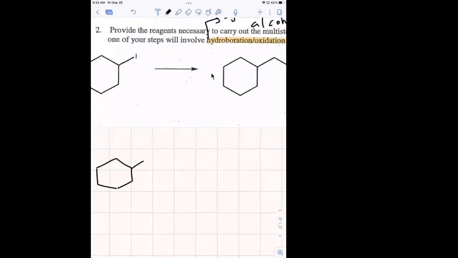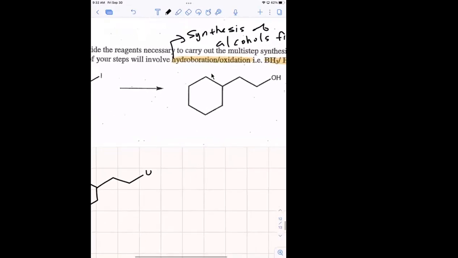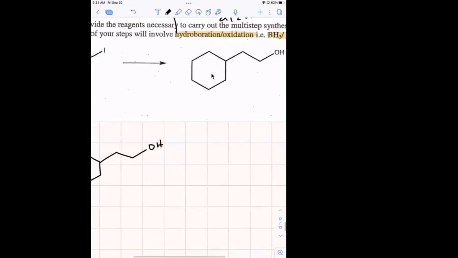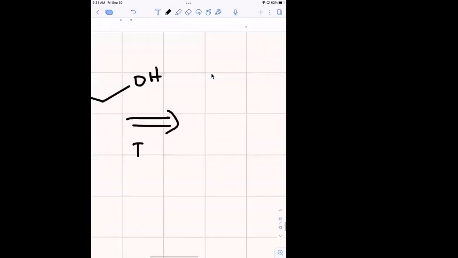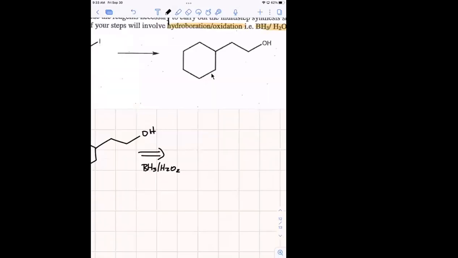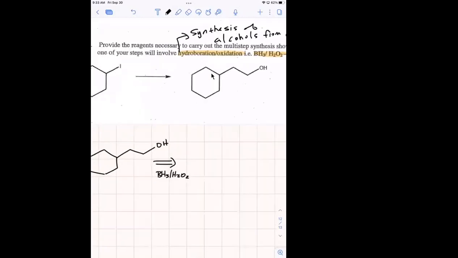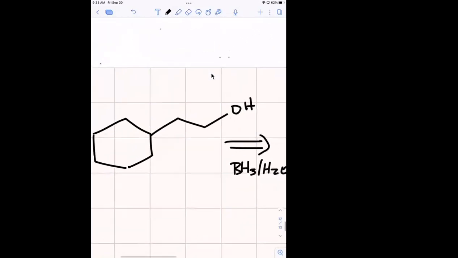So if we were to do this in a retrosynthetic fashion, we're thinking backwards. It's always the precursor to whatever your existing product is. So if I know that the step to get to this product was a hydroboration oxidation, what that tells me is that the precursor to this product was an alkene, a double bond, and it had to be a double bond that was right here.